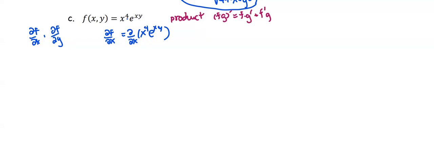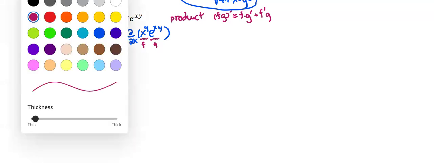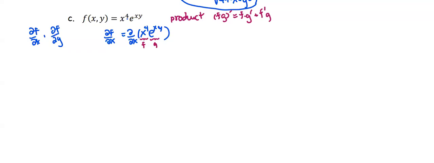In this case, if you treat the first piece as f and the second piece as g, then the derivative using the product rule is f, which is x to the fourth, times g prime. Recall this is with respect to x, so g prime is the partial derivative with respect to x of e to the x times y, plus f prime, which is 4x to the third, multiplied by g, which is e to the xy.